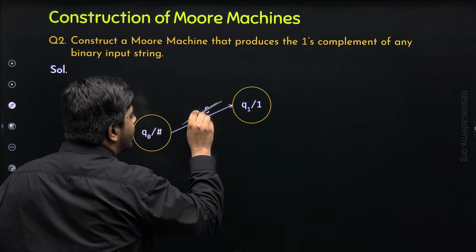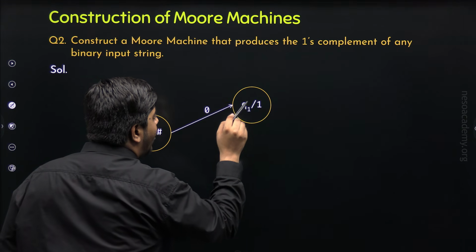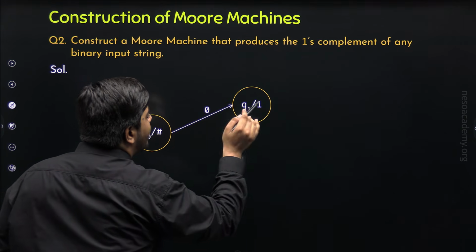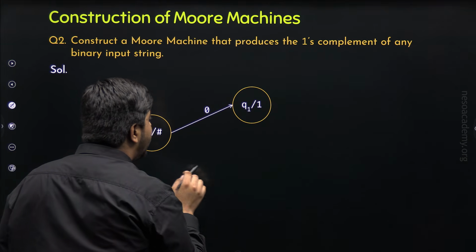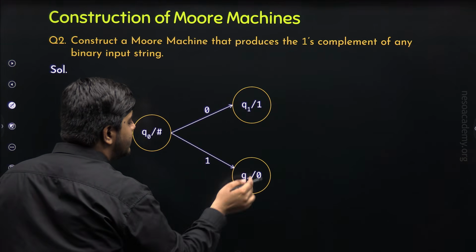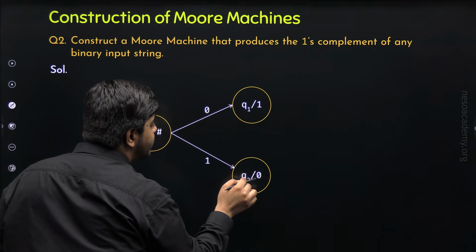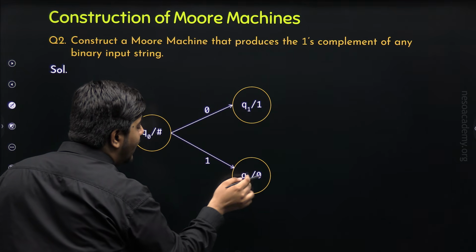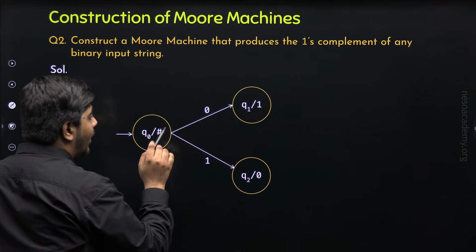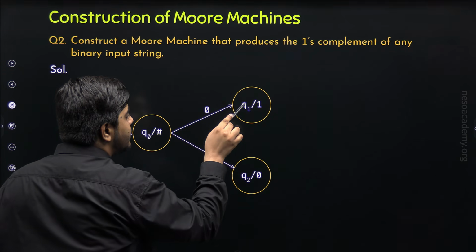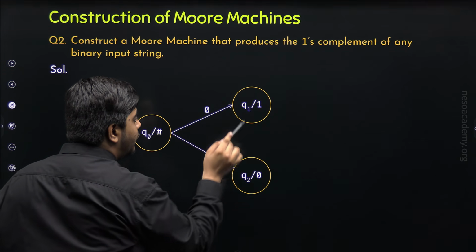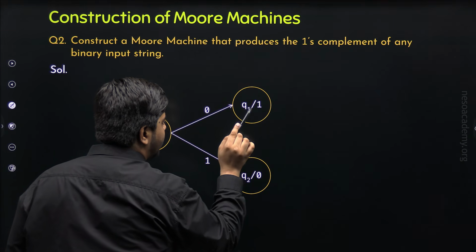So if the input is 0, we will reach a state having output 1 so that I can get the 1's complement. Now, if the input is 1, I will reach the state Q2 having output 0. So if the input is 1, output is 0. Now, we have to complete the transitions for these two states.